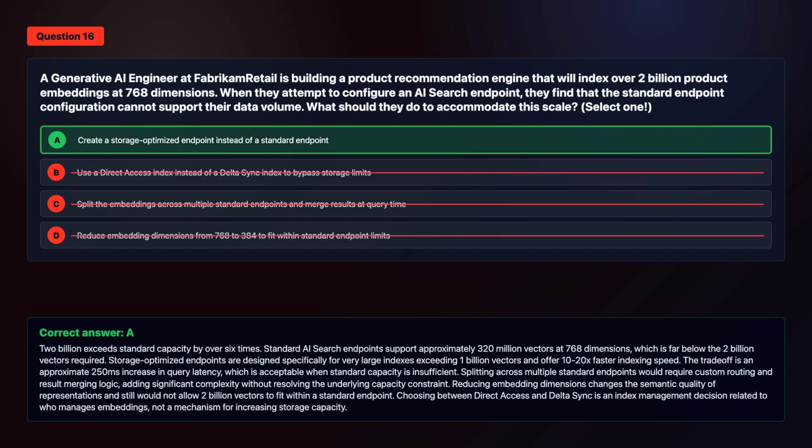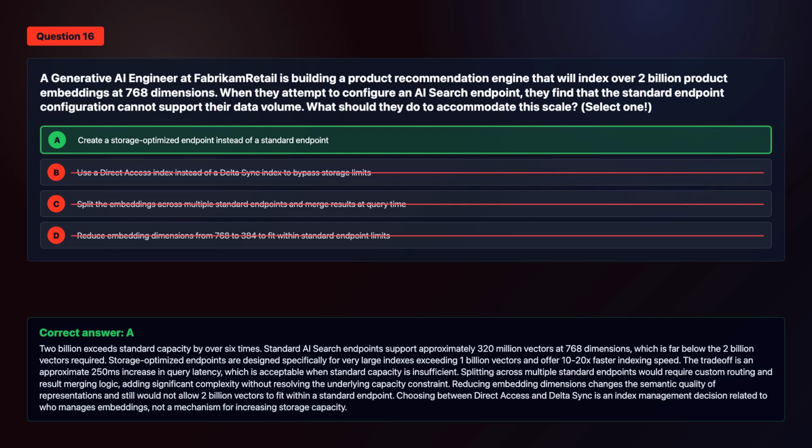The correct answer is option A. 2 billion exceeds standard capacity by over 6 times. Standard AI search endpoints support approximately 320 million vectors at 768 dimensions, which is far below the 2 billion vectors required. Storage-optimized endpoints are designed specifically for very large indexes exceeding 1 billion vectors and offer 10-20x faster indexing speed. The trade-off is an approximate 250 milliseconds increase in query latency, which is acceptable when standard capacity is insufficient.